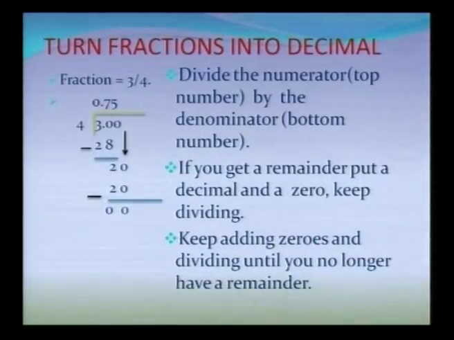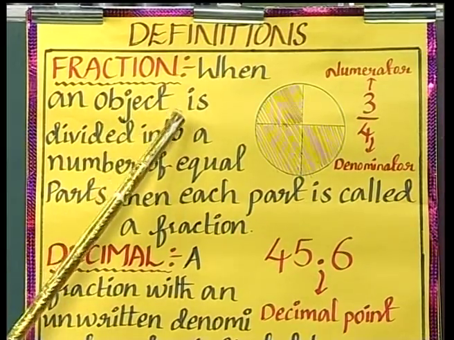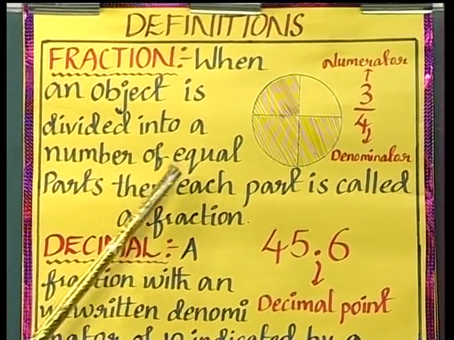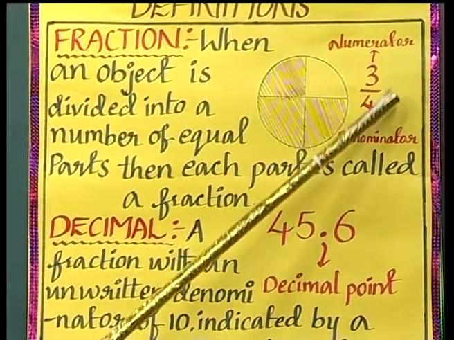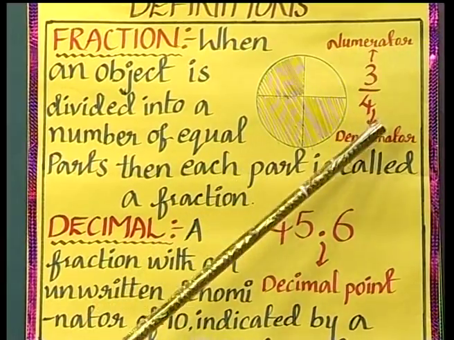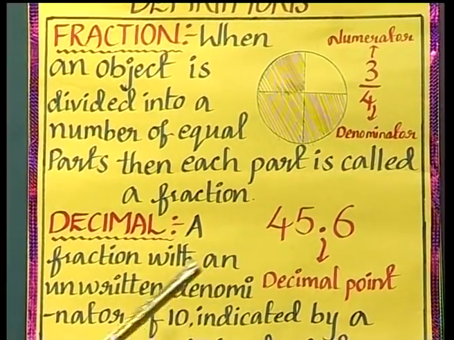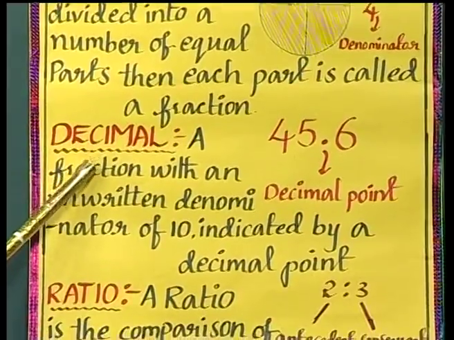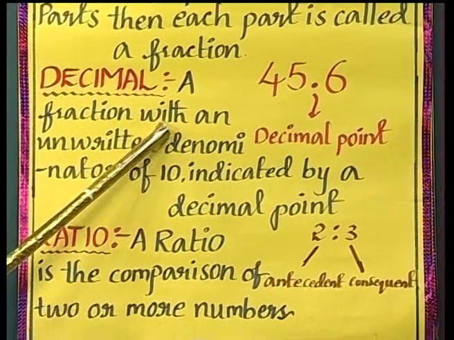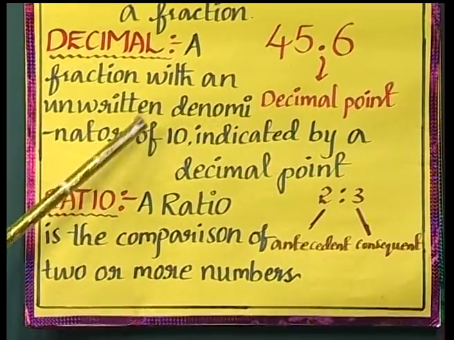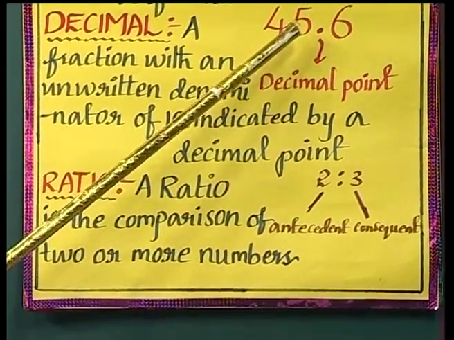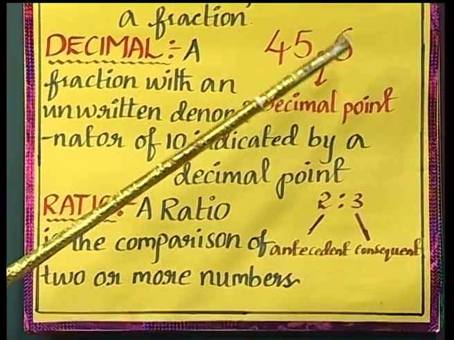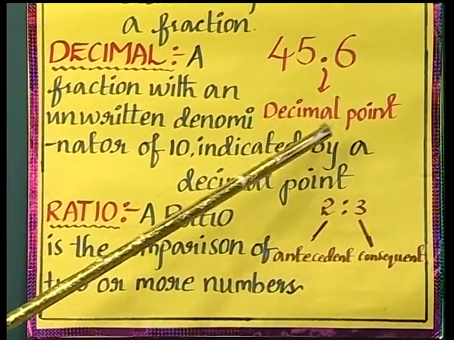Friends, see here fraction. When an object is divided into a number of equal parts, each part is called a fraction. Here the fraction is 3 by 4. Here 3 is called the numerator, 4 is the denominator. Next, decimal definition. A fraction with an unwritten denominator of 10 is indicated by a decimal point. Here the decimal is 45.6. Here the middle point is called the decimal point.